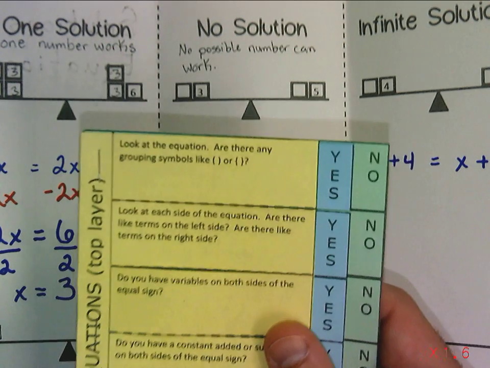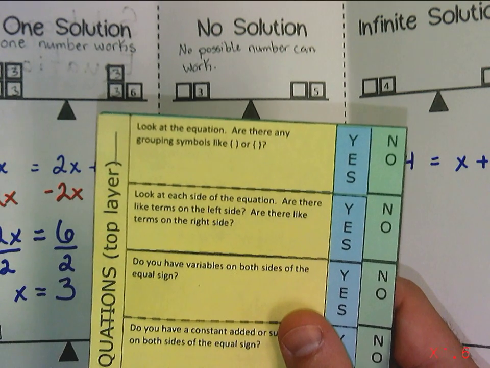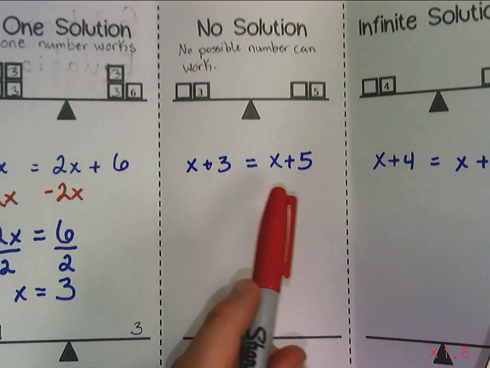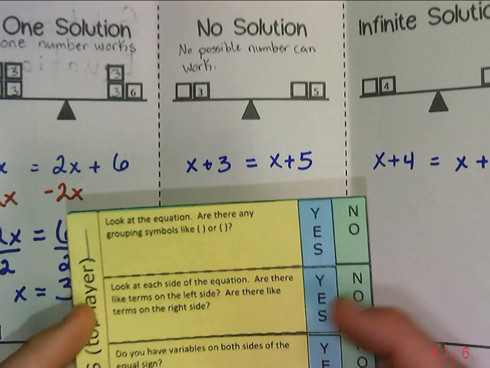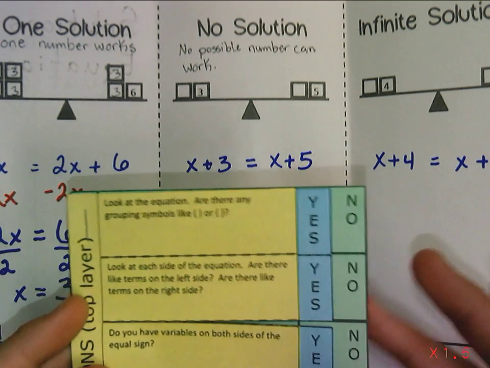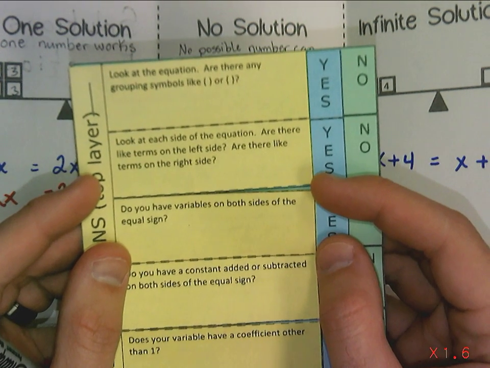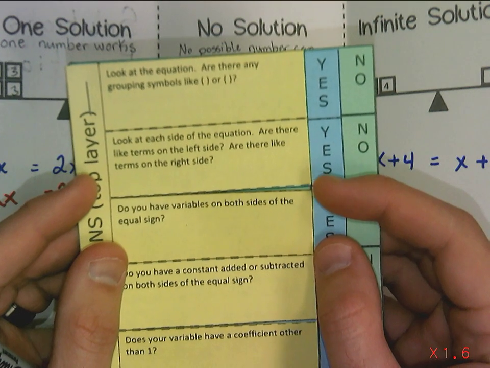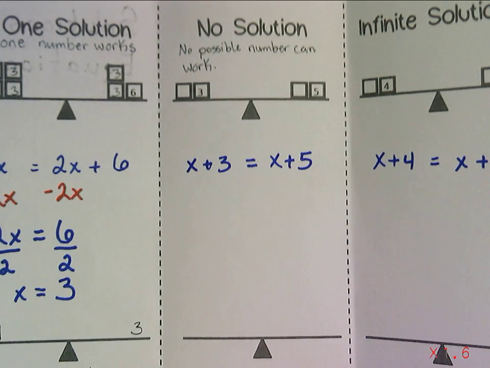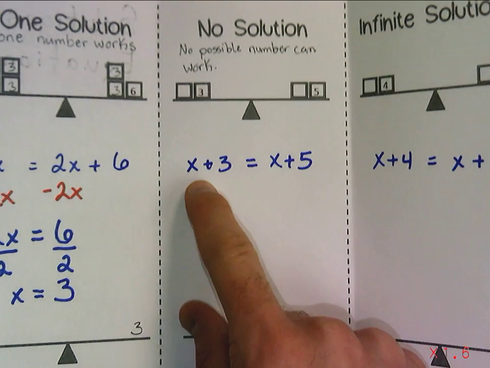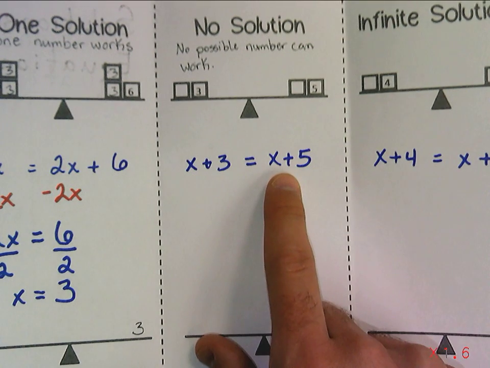Take out our trusty foldable. So look at the equation. Are there any grouping symbols? No, we don't have any grouping symbols. So we're moving to the next step then. Look at each side of the equation. Are there like terms on the left side? Are there like terms on the right side? No, there's nothing on the left side or right side that we have to put together before we can move forward.